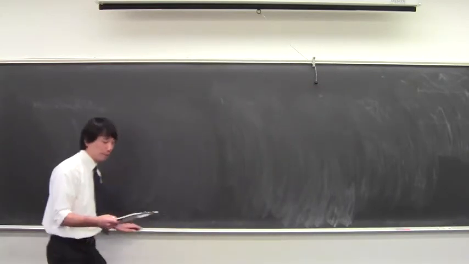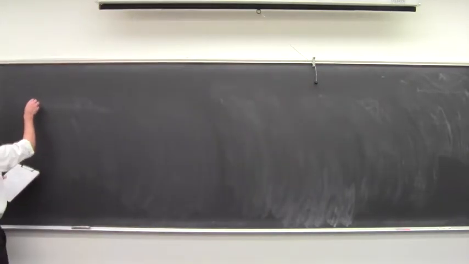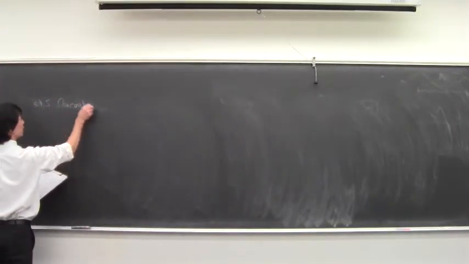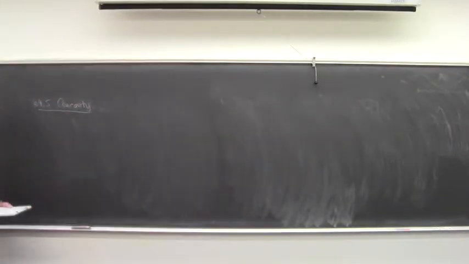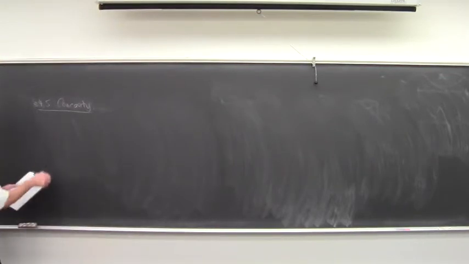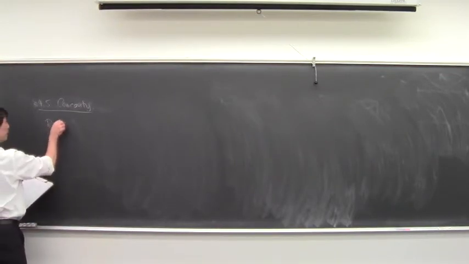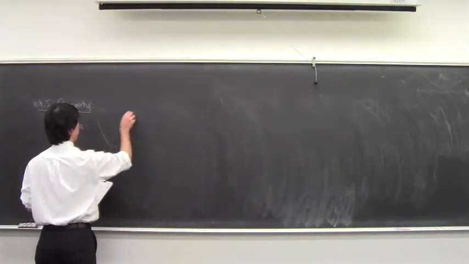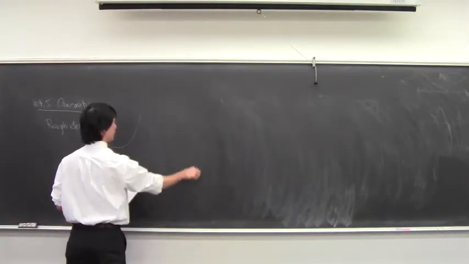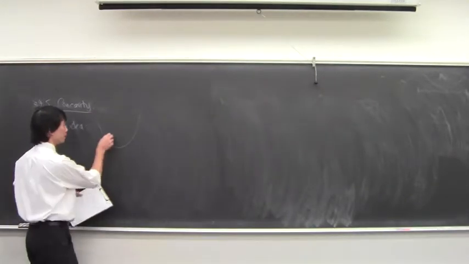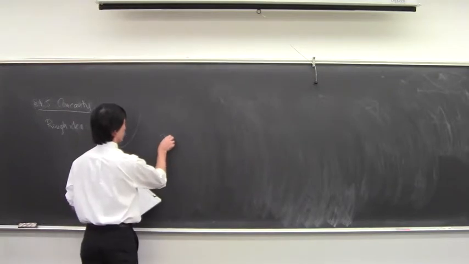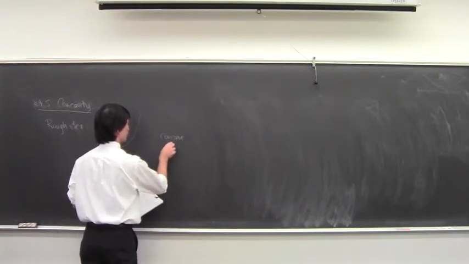Okay, so section 4.5, concavity. Here's the rough idea. You have graphs that look like this, and graphs that look like this. This is called concave up. This is called concave down.